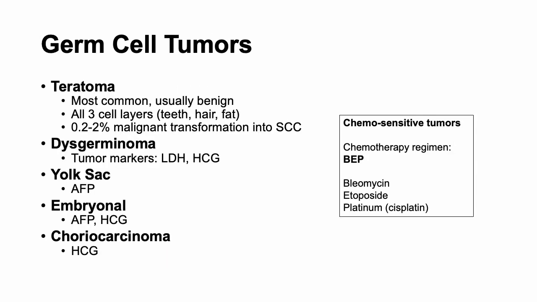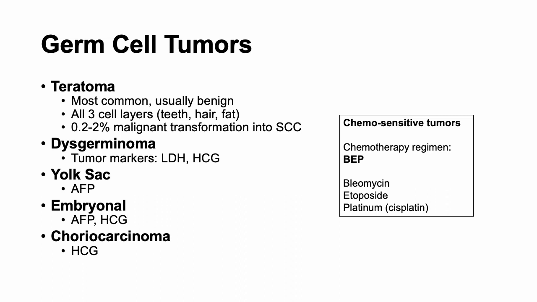We then move on to our germ cell tumors. These are derived from primordial cells, otherwise known as the cells that become spermatozoa and oocytes, or, as I mentioned earlier, the reproductive cells. These tumors are most common in young women and adolescents. The tumor markers include AFP, LDH, and HCG.